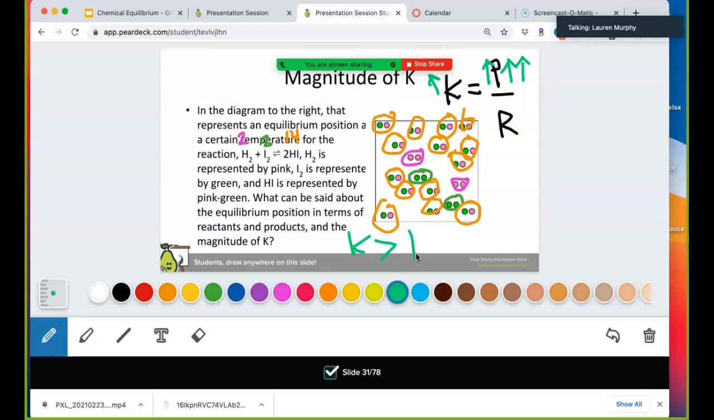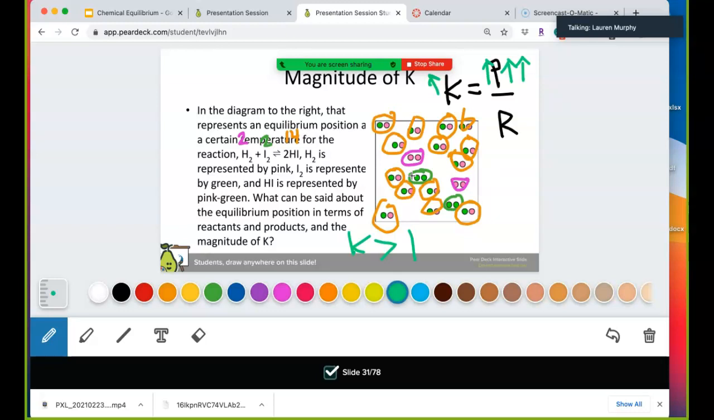K is large because I have more products. A bigger number in a numerator gives me a bigger value for K. And therefore, this reaction lies to the product side. It lies to the right, or it favors the products. At equilibrium, I have way more products than I do reactants. So the size of K, those numbers that we get, and how big or small they are, tells us which way the equilibrium lies, whether it lies to the reactant side or whether it lies to the product side.